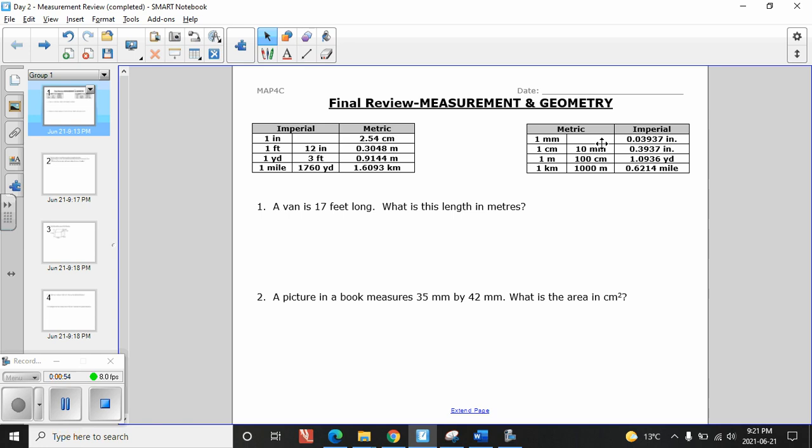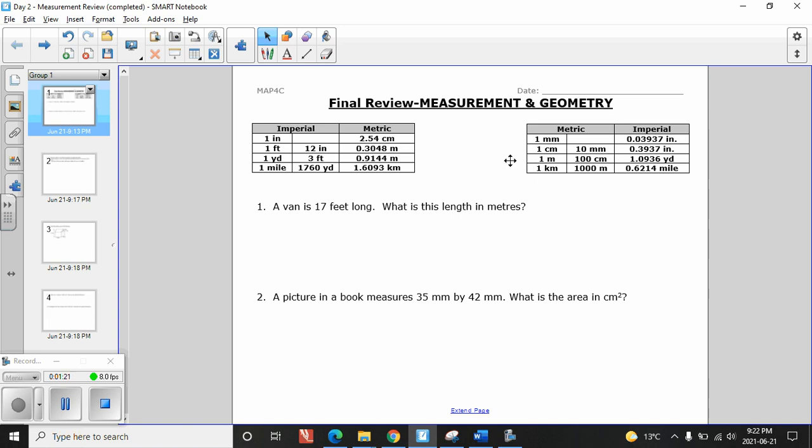On the other side of the page here, there's a really similar chart, but it's been flipped. It's all the same kind of conversions. But in the one on the left, the imperial units are the ones that have a 1 in front of them. So 1 inch, 1 foot, 1 yard, and 1 mile. And in the chart on the right, the metric units are the ones that have a 1 in front of them. 1 millimeter, 1 centimeter, 1 meter, and 1 kilometer.